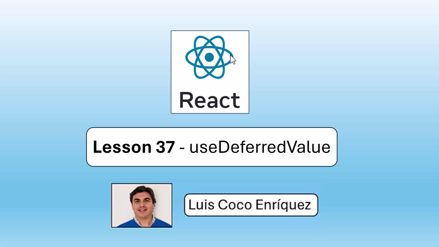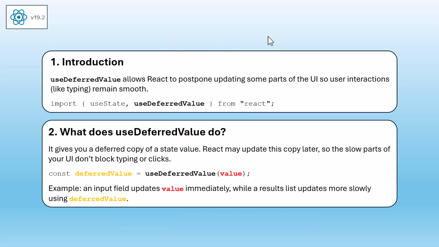Lesson 37, useDeferredValue. 1. Introduction. Good morning, afternoon everyone. Today we're going to explore a powerful tool that React provides to help smooth user interactions and improve responsiveness when parts of your user interface are heavier or slower to update. The hook is called useDeferredValue.